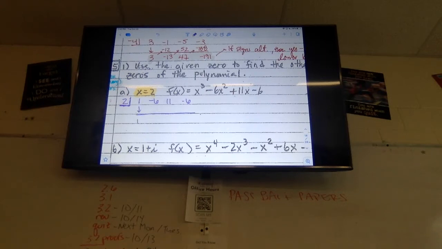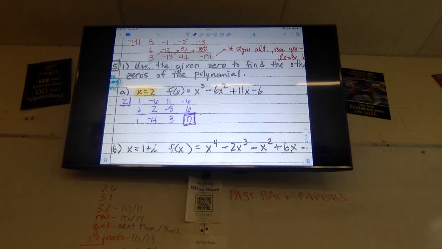So carry my 1 down, 2 times 1 is 2. -6 plus 2 is -4. That should be -8, which is 3. And 2 times 3 is 6, which is 0. Perfect. Again, they told us it's a factor, so if it doesn't equal 0, that's a personal problem for us, and we have to go figure it out.